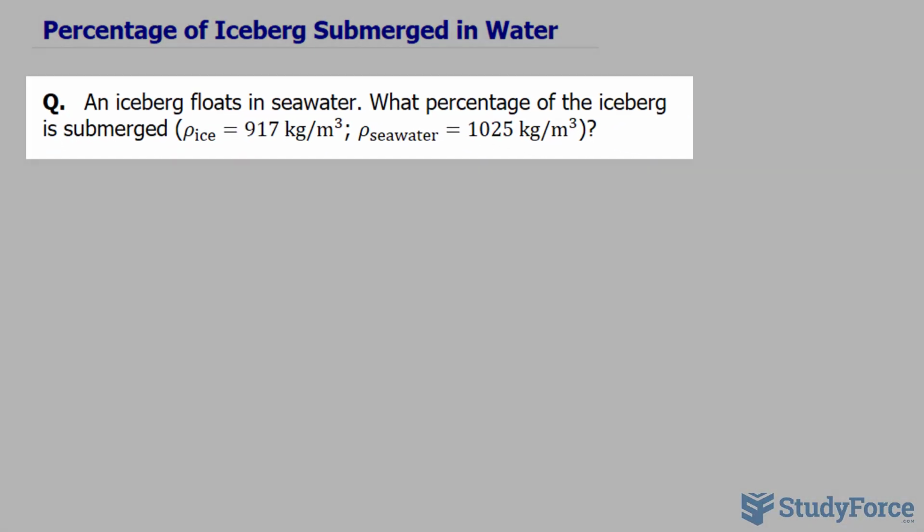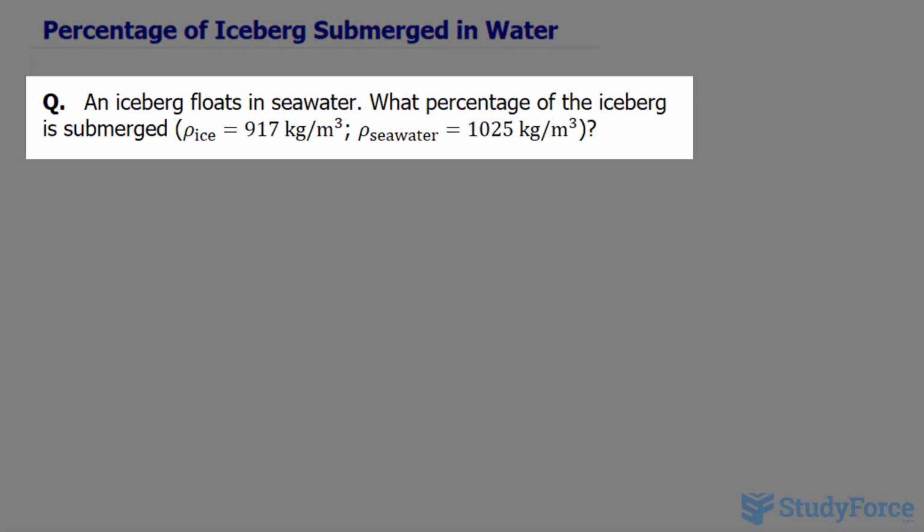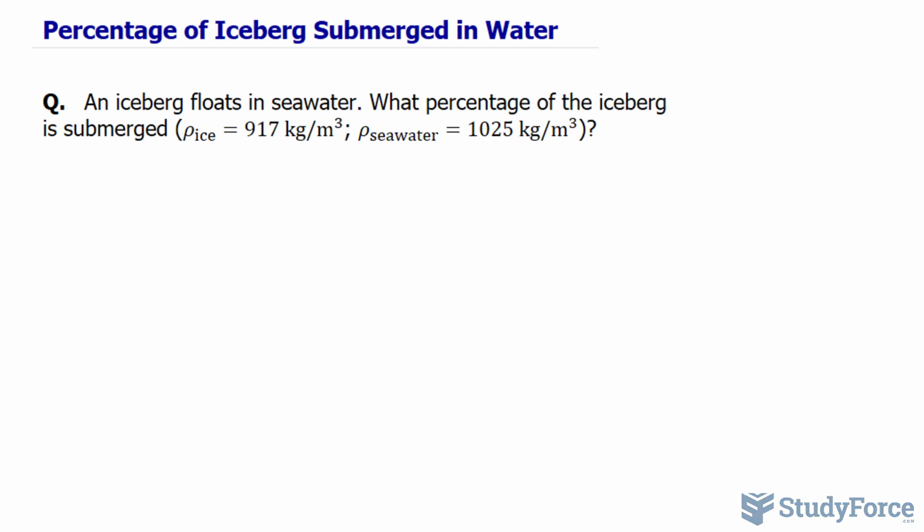So the question reads, an iceberg floats in seawater. What percentage of the iceberg is submerged if the density of ice is 917 kilograms per meter cubed and the density of seawater is 1025 kilograms per meter cubed? And notice that I've used the Greek letter rho to represent density. That's just how we do it by default, but you can use any letter if you like.